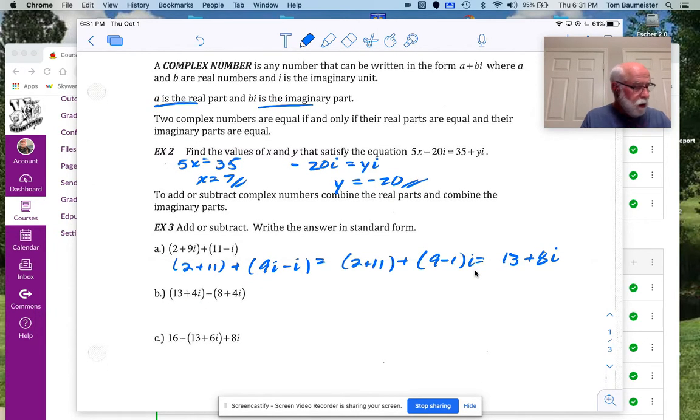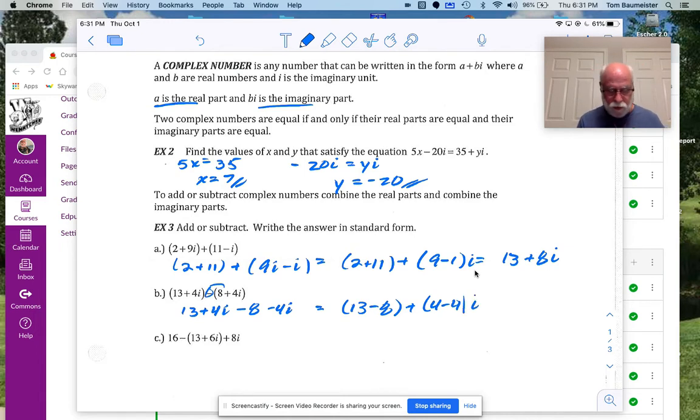Same thing here. I'll have 13 plus 4i. Remember, I'm distributing that negative through the parentheses, so I'll have minus 8 minus 4i. Now combine the imaginary parts. So I'll have 13 minus 8 plus 4 minus 4i. Well, 4 minus 4 is 0, and 0 times anything is 0. So on that one, we're just going to get the whole number, 5.